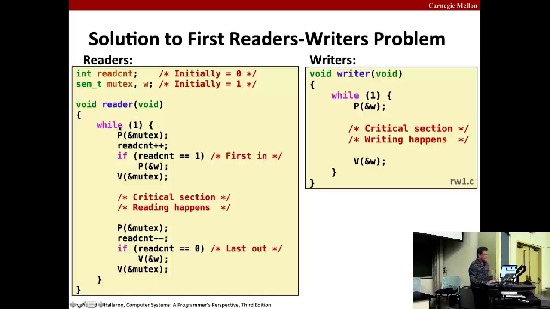So the reader, in each iteration of this infinite loop, is going to increment read count. It protects that access by doing a P on the mutex associated with read count. So the region between the P and the V constitutes the critical section corresponding to read count. After the P completes, we increment the read count.